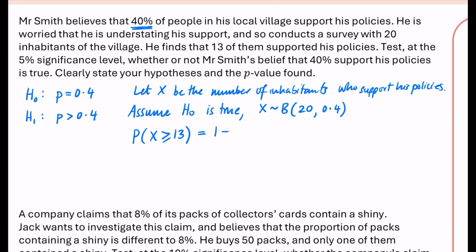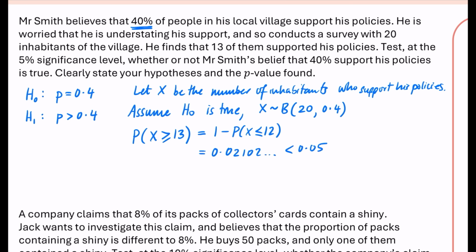Now, if you don't have a graphics calculator, you would do 1 minus the probability that X is less than or equal to 12. But I do have the graphics calculator, so I will save myself a little bit of time when I'm doing this calculation for the cumulative stuff. So I'm saying that it's greater than or equal to 13, and the probability is 0.4, and there are 20 trials, which is 0.02102 and so on, and clearly this is less than 5%.